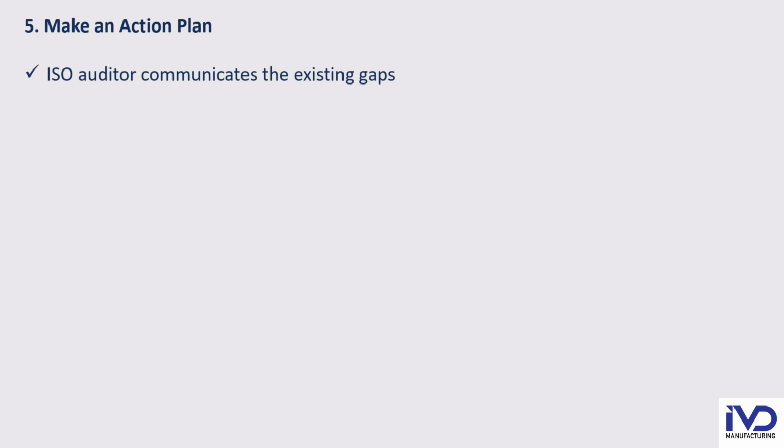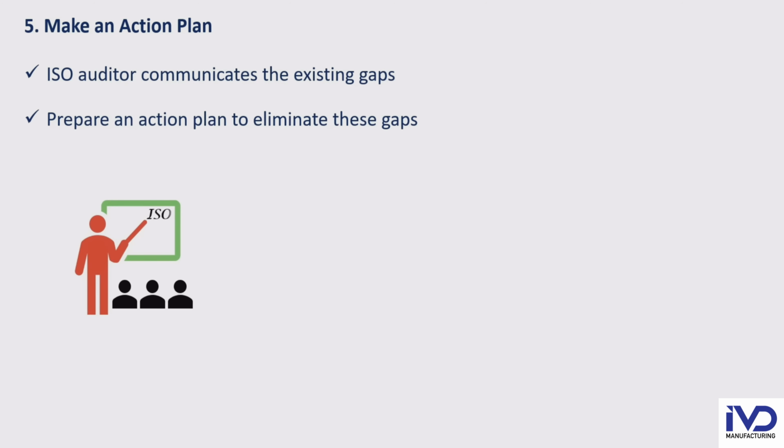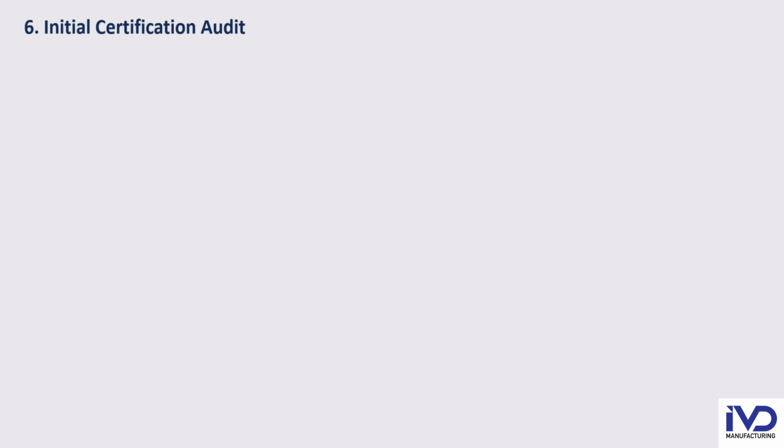Step 5. Make an action plan. The ISO auditor communicates the existing gaps. It prepares an action plan to eliminate these gaps. There we have a discussion on the basis of which the team will give the commands.